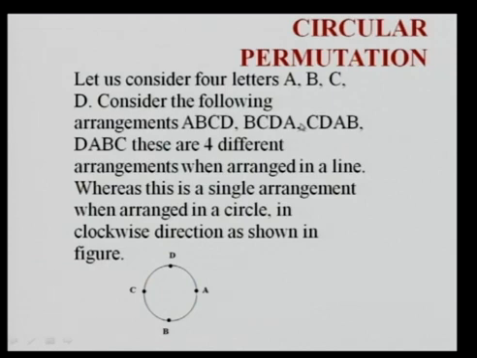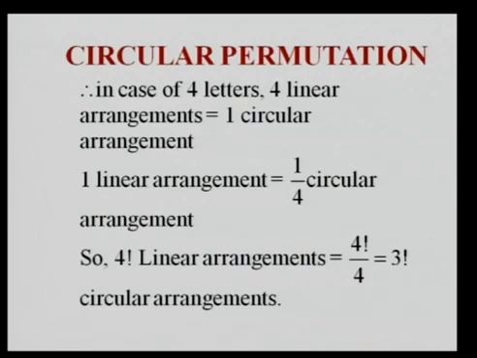When we represent them on a line, we have 4 different ways. But when we represent this on this round table, these 4 linear permutations make only one circular permutation. Let us move ahead. We have already seen in the previous slide that in case of 4 letters we have 4 linear arrangements, and 4 linear arrangements are equal to 1 circular arrangement. Therefore, 1 linear arrangement is equal to 1 by 4 circular arrangements.